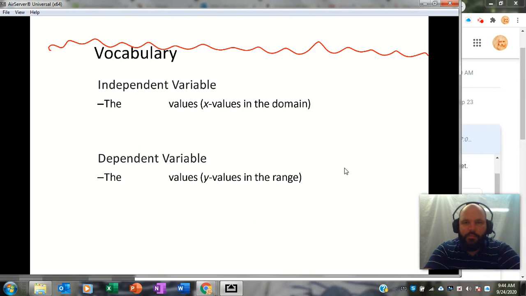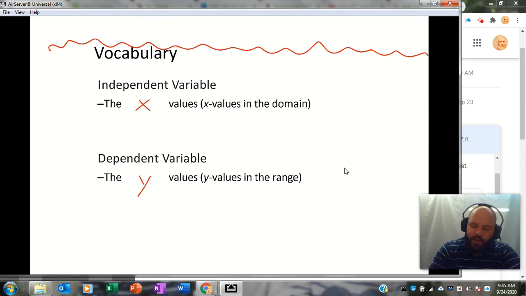So the first thing under vocabulary, this is where we left off on Friday, is a quick definition of what an independent variable is. The independent variable is the variable whose value does not depend on anything else within the problem. And so almost always the independent variable is going to be the x variable in an equation. So you can write an x in right there. So if that's the case, then the dependent variable is going to be the y value. So the independent variable is the x, the dependent variable is the y.